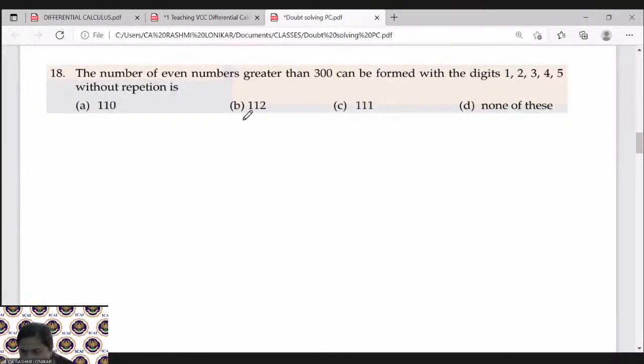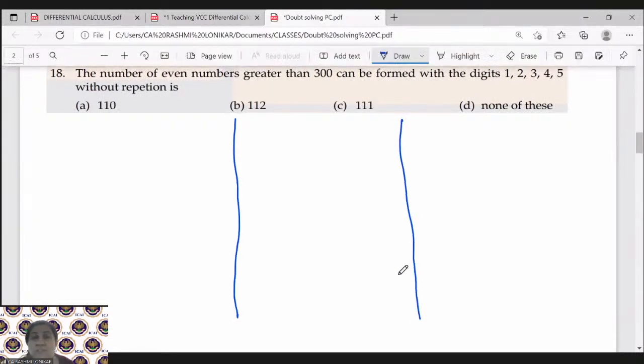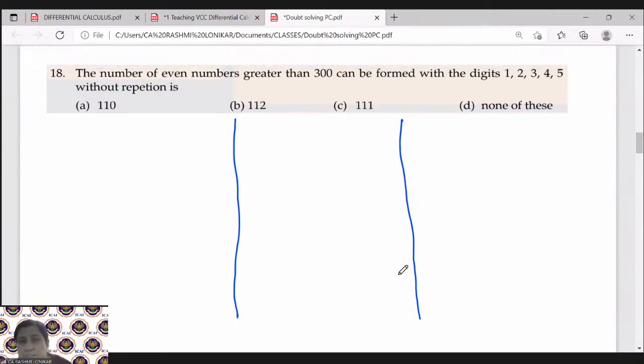Because in this sum they have not mentioned whether the number is 4-digit or 5-digit, I have to consider everything. Usually they will give you how many 5-digit numbers can you form greater than this. In this question they have not given it that way. They have just asked you to find the numbers which are greater than 300, but those numbers have to be even numbers. So let us see 3-digit numbers first.